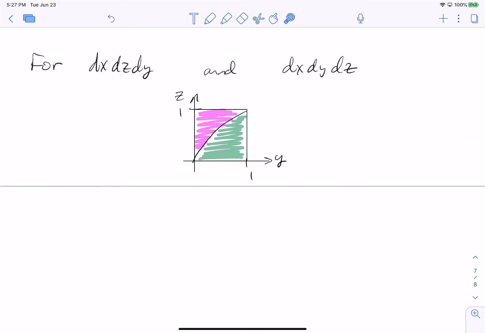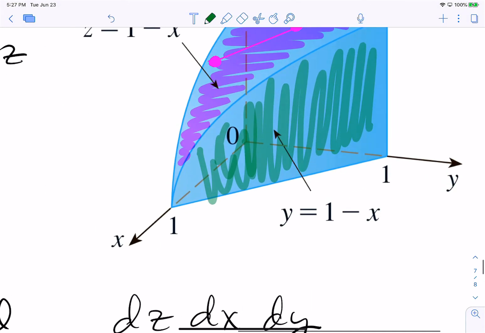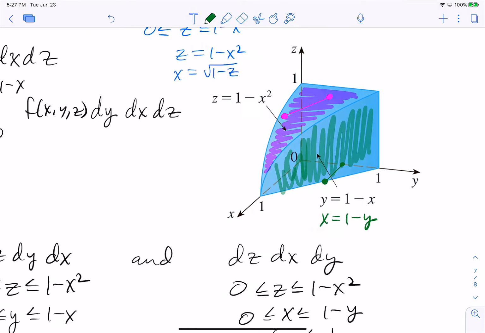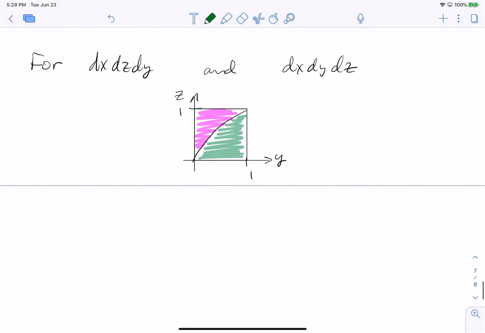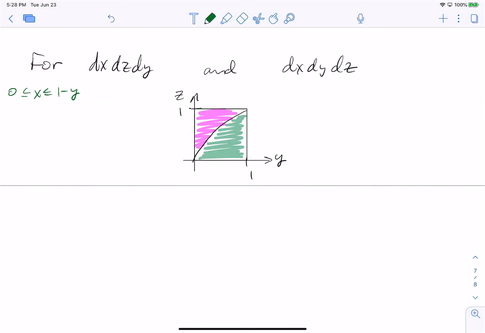Let's start with dx. In the green portion, x goes from 0 to the plane that has the equation y equals 1 minus x. But we would rewrite that equation and say that x is equal to 1 minus y. So in the green portion, x goes from 0 to 1 minus y. And that's true for both orders, right? x isn't going to change when we change the order of dz, dy. So for both of them, x goes from 0 to 1 minus y.